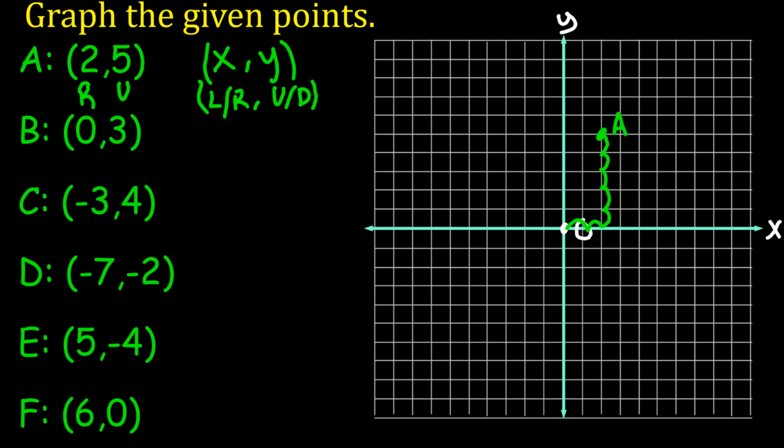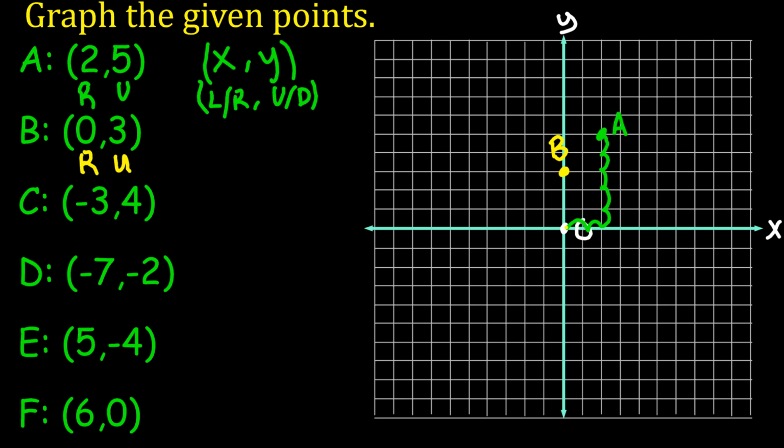For point B, we'll do that one in yellow. This is going to tell me go to the right 0, and then the 3 tells me go up 3. So we're going over 0 from the origin. We're going to start right there, and then we're going to go up 3. So point B is going to be right there. It's just up 3 from the origin.